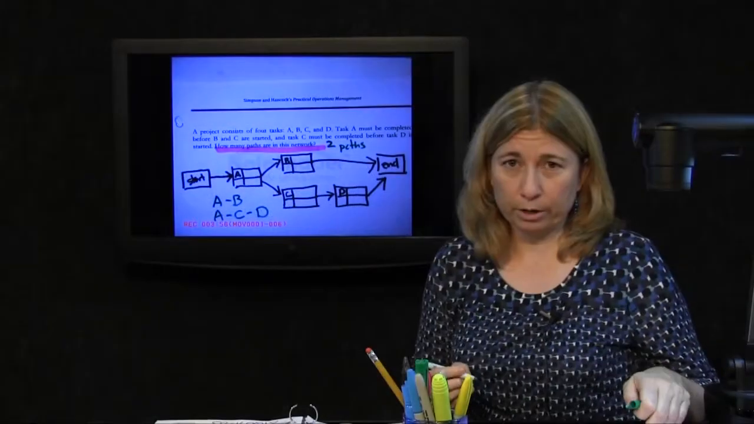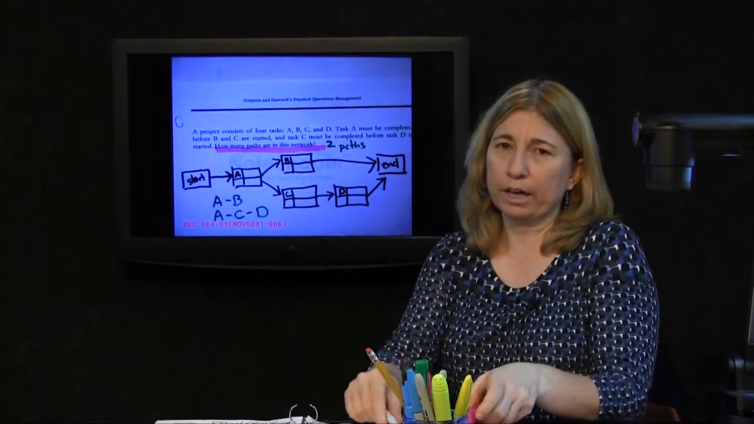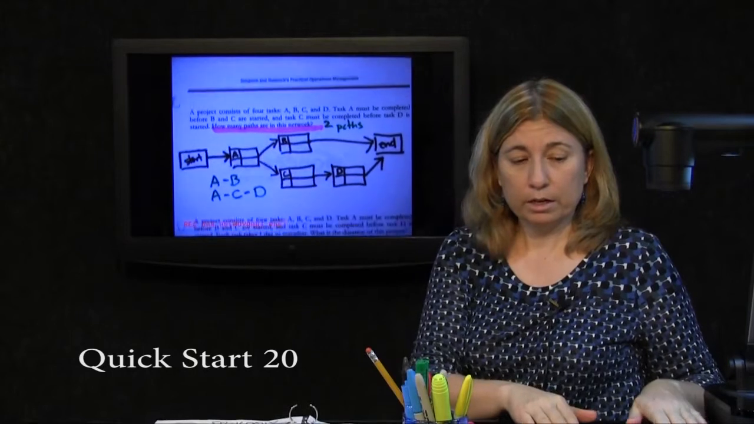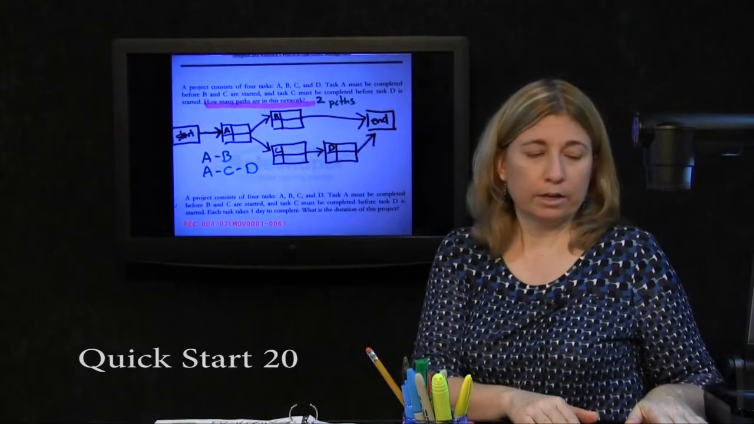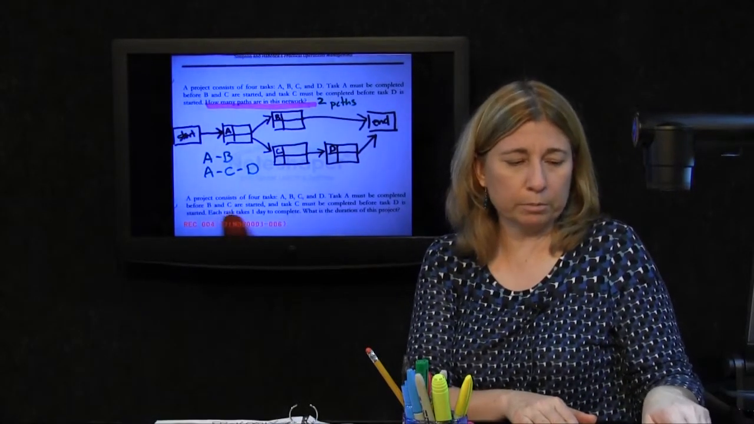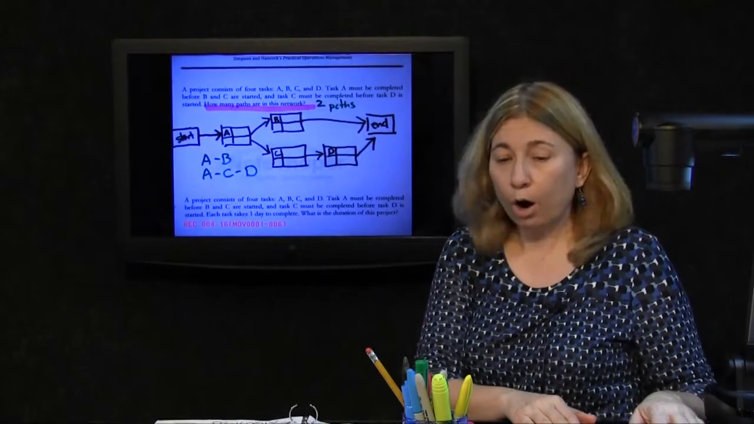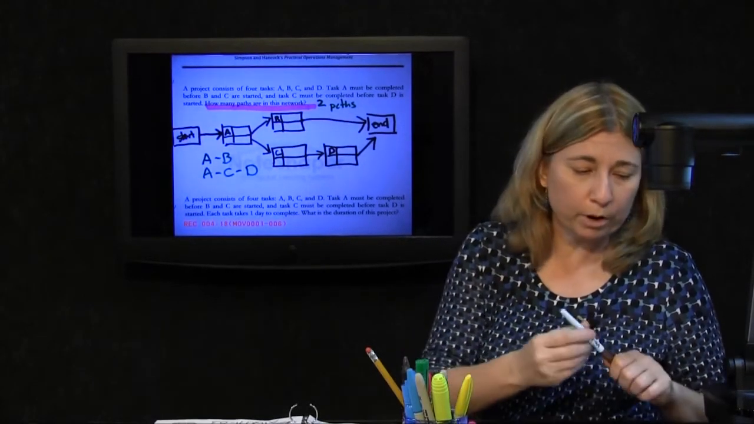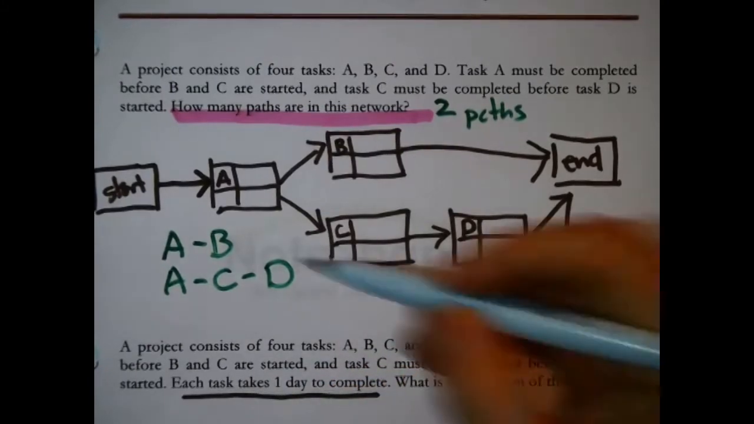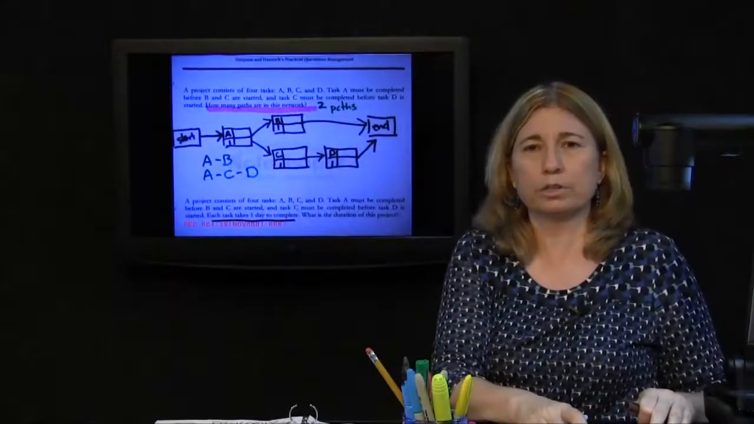through this particular network. Now, one of the things that's handy is the question after that, if you look at the verbal description, is describing the exact same project. A project consists of 4 tasks, A, B, C, and D. There they are. Task A must be completed before B and C are started. Task C must be completed before D is started. Yes, we knew all of that. Oh, except this follow-up question adds some information. Each task takes 1 day to complete. What is the duration of the project?